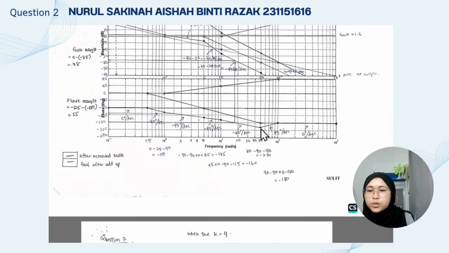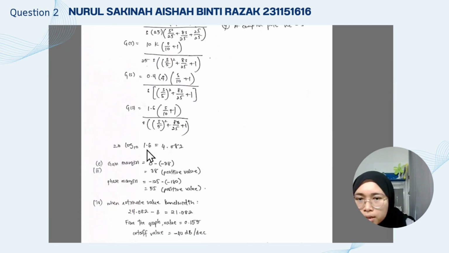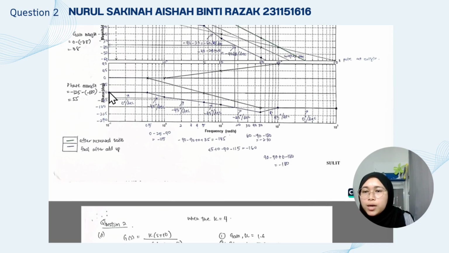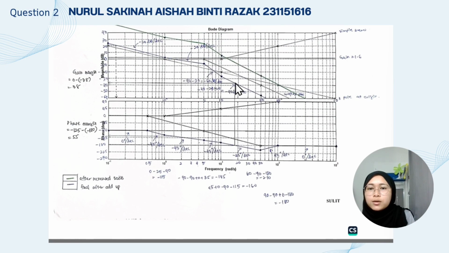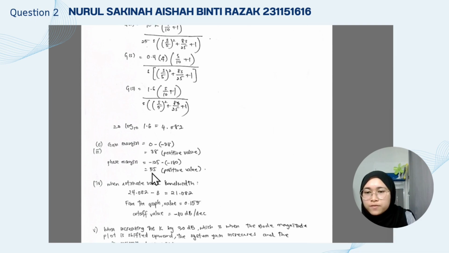Okay, after that we do some calculation here. Calculation of the gain margin. How do we get the gain margin? We need to draw from negative 180 a straight line until we touch the final plot, and then we go to the magnitude, which is the final of the magnitude plot. Here we got here, and then until this one. So 0 minus negative 38. So that's why I got the gain margin is 38.